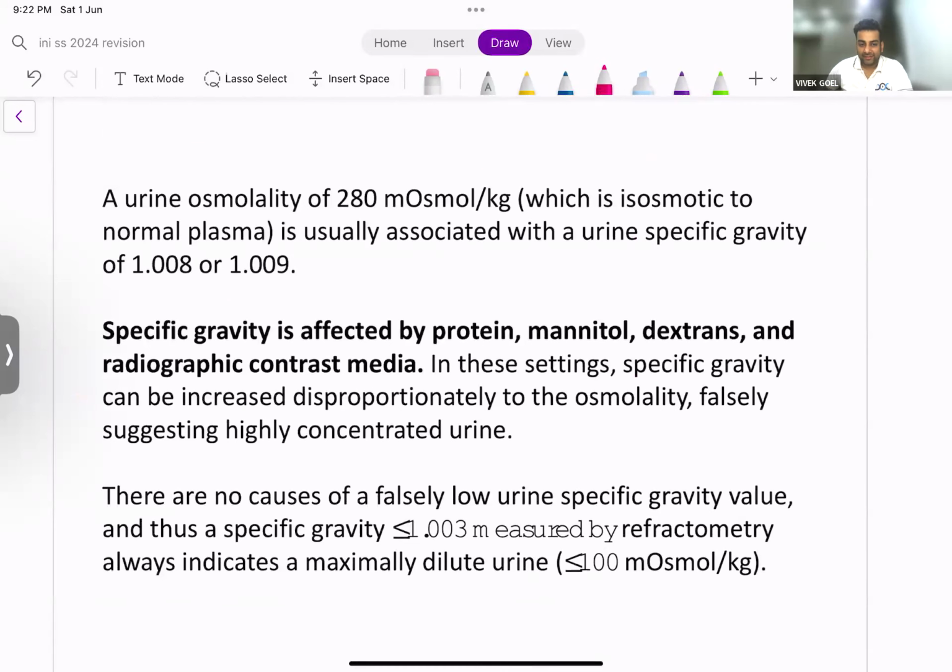Now, specific gravity is affected by protein, and it is affected by mannitol, dextrans, or radiographic contrast media. That is why if a patient has undergone a recent contrast CT scan or a contrast angiography, the patient has received iodinated contrast media, and that will alter the urinary specific gravity. Because the urine specific gravity is increased disproportionately to the osmolality, it will suggest a highly concentrated urine. So that is very, very important.